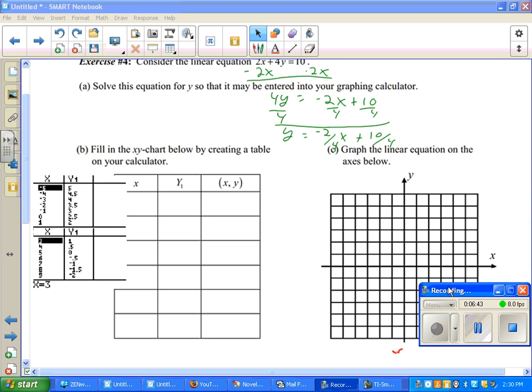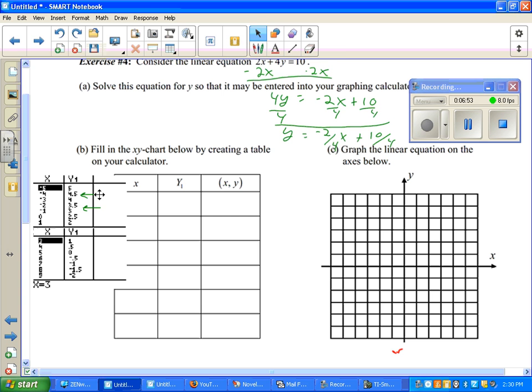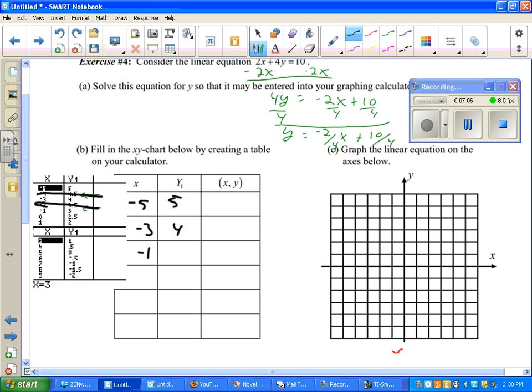Okay, so if you notice, the table here, ladies and gentlemen, has some decimals. There are enough numbers here that we can completely ignore the decimals. So I'm going to go with negative 5, 5, negative 3, 4, negative 1, 3, then 1, 2, 3, 1, 5, 0.